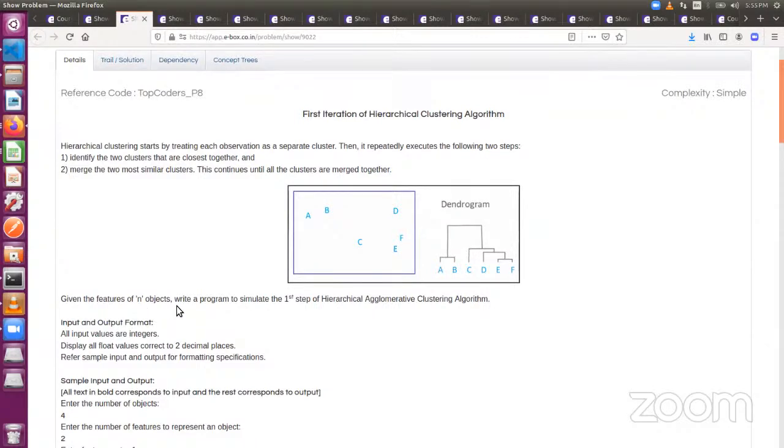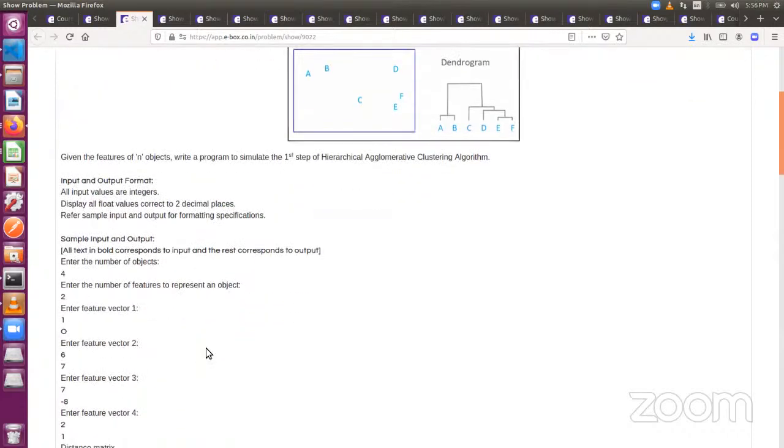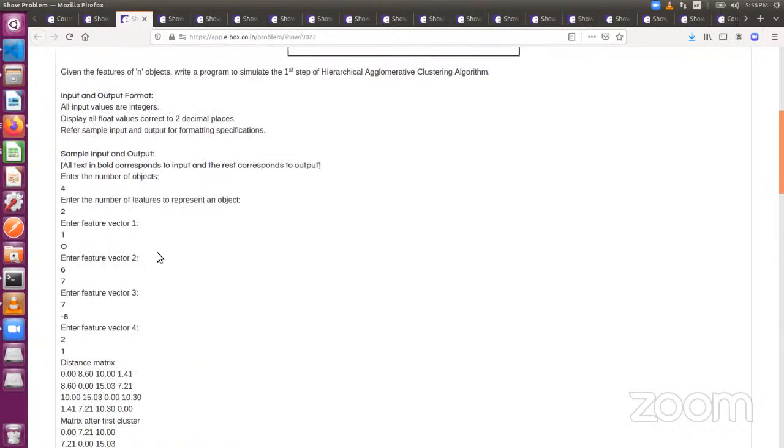So given the features of n objects, write a program to simulate the first step of the hierarchical clustering algorithm. Okay. So all inputs are integers. Display a float value correct to 2 decimal places. Okay, that is all fine. Now here they have given 4 objects, and for each object there are 2 features. And this is generalized. So if there are 3 features, then again you have to consider 3 dimensions like that.